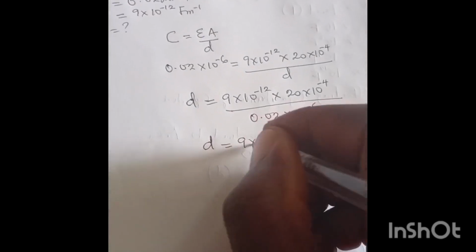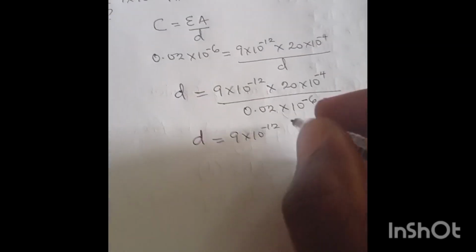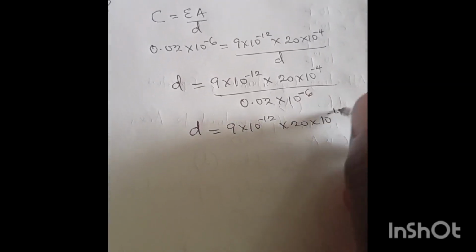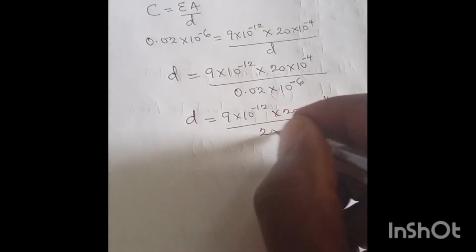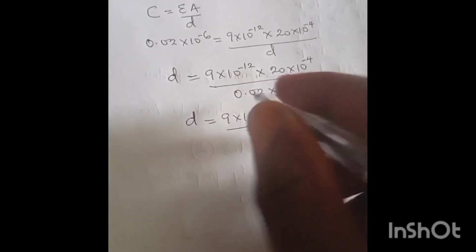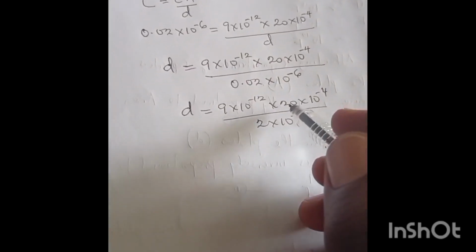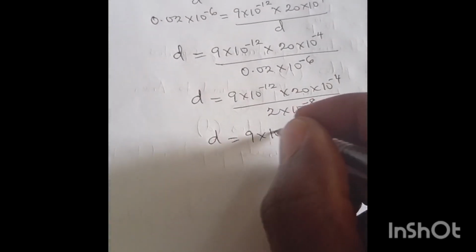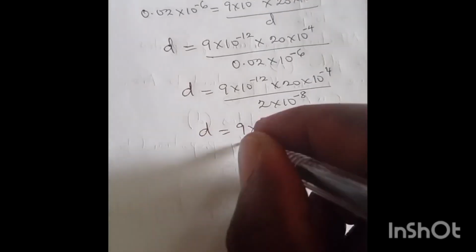So because of time, I have D equals to 9 times 10 raised to the power minus 12 times 20 times 10 raised to the power minus 4 over 2 times 10 raised to the power minus 8 now. I've told you what led to that. So 2 can cancel 2 here, so it becomes 10. So I'll be having D equals to 9 times 10 raised to the power minus 12 times 10 times 10 raised to the power minus 4. Everything still remain over minus 8.